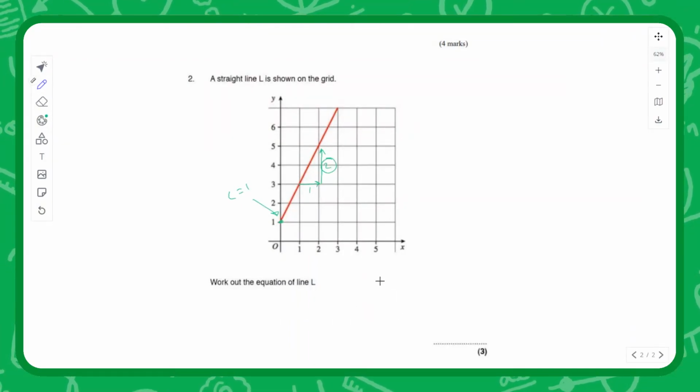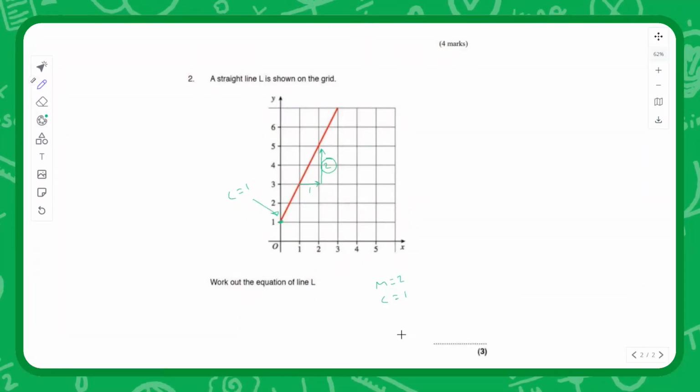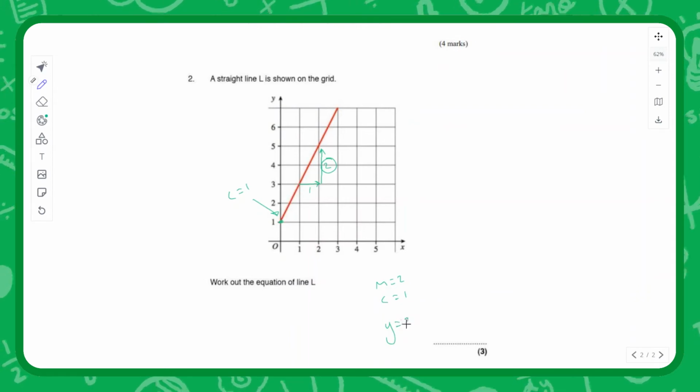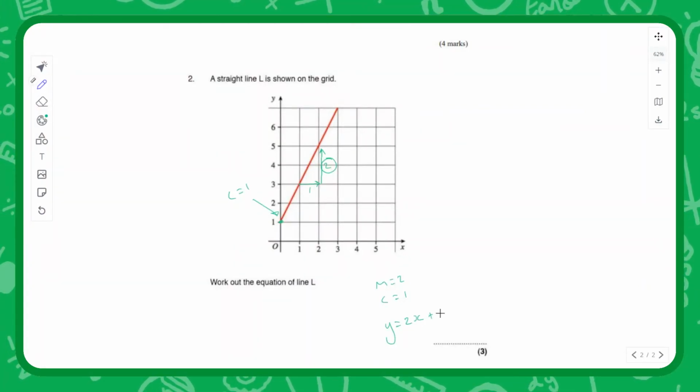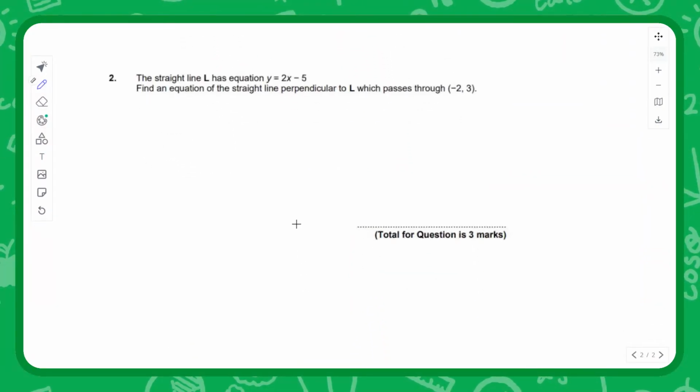And so if m is 2 and c is 1, I end up with y equals mx plus c. So m is going to be 2 and c is going to be 1. Right, last example, and then we'll call it a day.